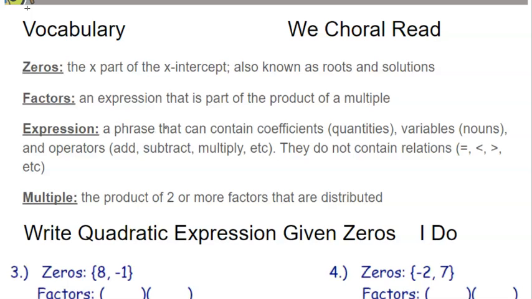Expression. A phrase that can contain coefficients, quantities, variables, nouns, and operators: add, subtract, multiply, etc. They do not contain relations: equal, less than, greater than, etc. Multiple, the product of two or more factors that are distributed.